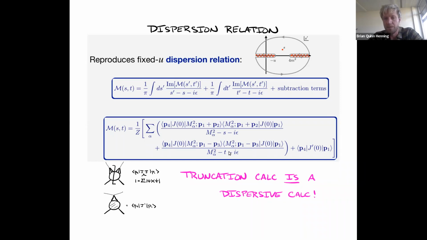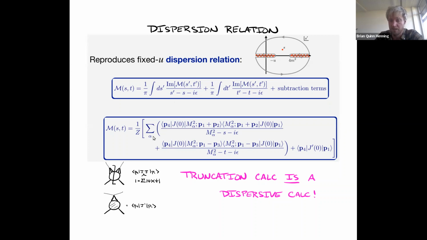Now, if you recall what a dispersion relation is, for a fixed U dispersion relation, it's saying that you can construct the amplitude entirely from the imaginary part. And that's really just saying that you have these branch cuts along the complex S plane. So I first just pick a random point in here. The contour integral around this point is 0 because there's no non-analyticity inside. And then I extend this contour as shown in the diagram. And as it goes around here, and if it vanishes at infinity, I'm literally just picking up going around this branch cut, so I get the imaginary part. Now, let's look at what the truncation calculation is doing. So this is an integral over S prime.